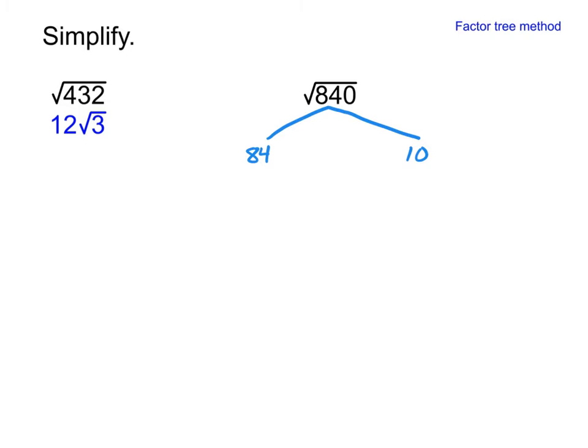All right, so I'm now going to break those down. 84, I could turn that into 4 times 21. So then the 4 breaks up into 2 and 2. 21 breaks up into 3 and 7. And notice, all of those are primes. None of those break down any further. So I know I'm done with that side. Then I go over to the 10. 10, of course, is 2 and 5. Both of those are also primes, so those are also done.